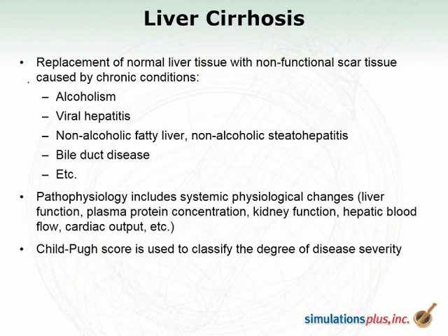When it comes to liver cirrhosis, I'm not going to spend too much time on the pathophysiology of the disease. As you know, it's a decrease in liver function where the normal tissue is replaced with non-functional or scar tissue due to a variety of different conditions. Could be varying from alcoholism through bile duct disease, non-alcoholic diseases, and so on, viral diseases. So a lot of different causes that could result in changes in the liver function.